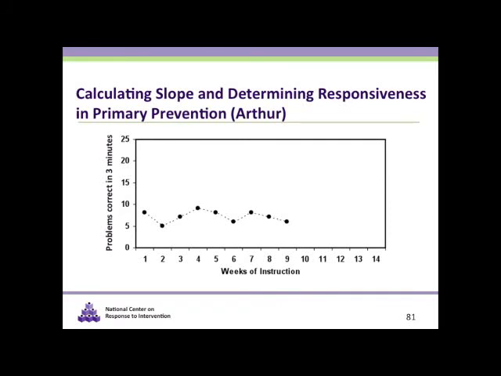Now turn to the Arthur example on the last page of your Practice Using Progress Monitoring Data handout. Use the Tukey method to calculate the slope for Arthur's second grade CBM computation graph. Then, using the information in the table at the bottom of the page, determine whether Arthur is responsive or unresponsive to primary prevention. Press pause to complete this exercise and press play when you are ready to continue.